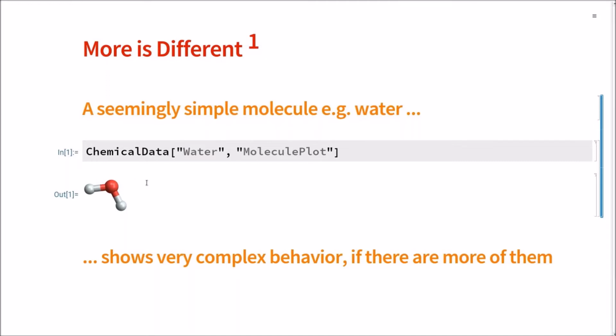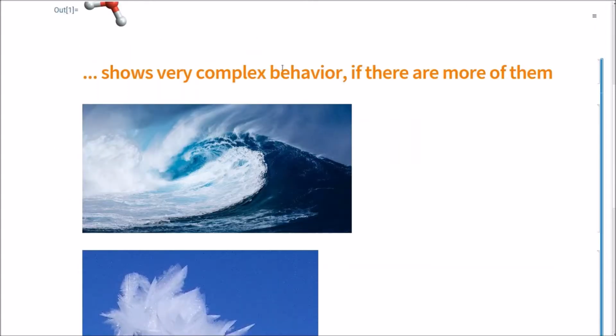But if we put more of these molecules together, we see that it's not simply a certain number of molecules, which we have to describe individually. There is some complex behavior appearing, or emergent behavior. And this is what we mean by this quote, "more is different", which is a quote of Phil Anderson, a famous physicist. And if we put more of these molecules together, we see all the properties we know from water.